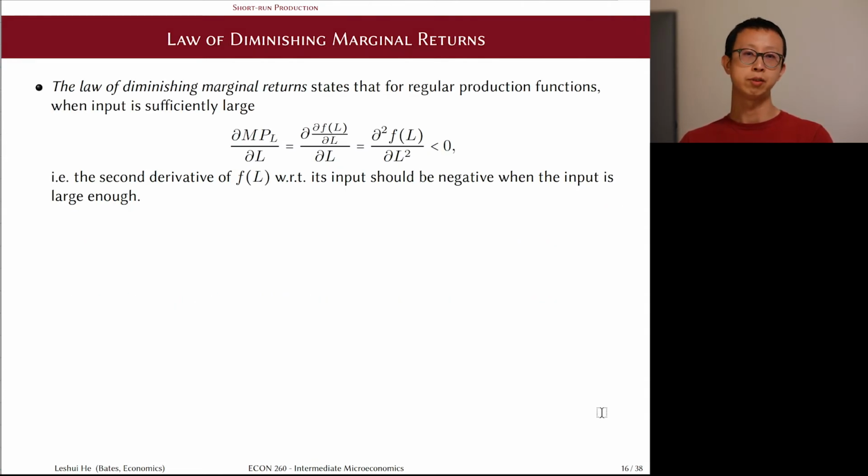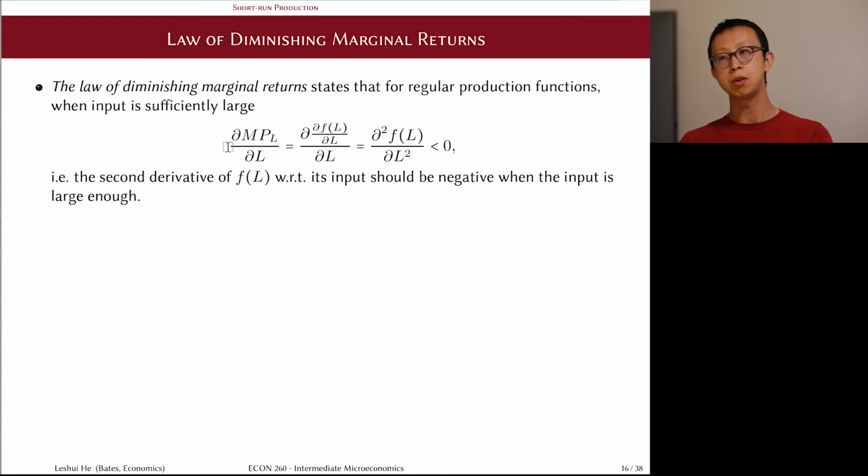Specifically, the law of diminishing marginal returns states that the marginal product of an input, let's say labor, should decrease when the amount of input increases and when it gets sufficiently high. In other words, if we take a derivative of the marginal product, it should be negative when the input is sufficiently high.